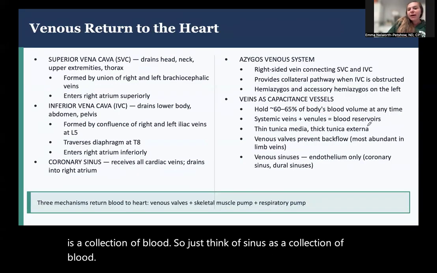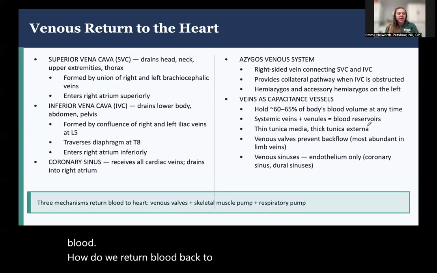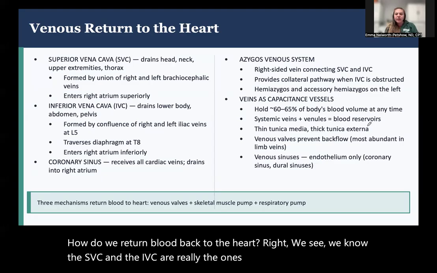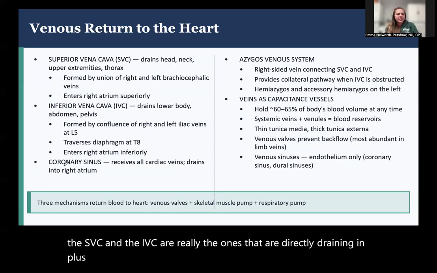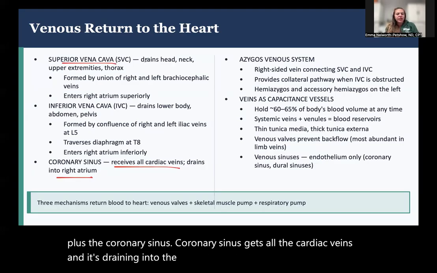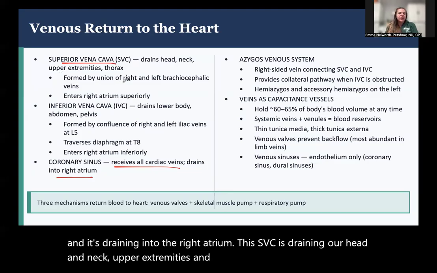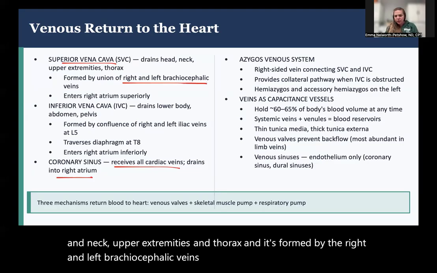How do we return blood back to the heart, right? We know the SVC and the IVC are really the ones that are directly draining in, plus the coronary sinus. Coronary sinus gets all the cardiac veins and it's draining into the right atrium. This SVC is draining our head and neck, upper extremities, and thorax, and it's formed by the right and left brachiocephalic veins coming together, and it goes into the right atrium.